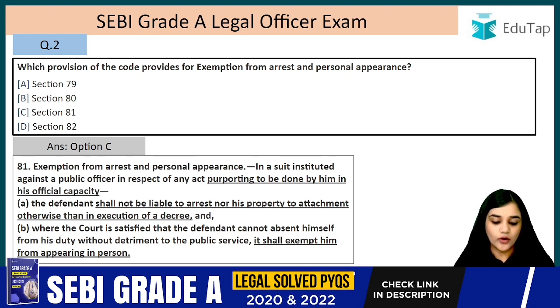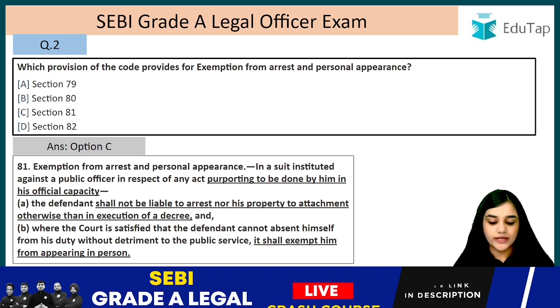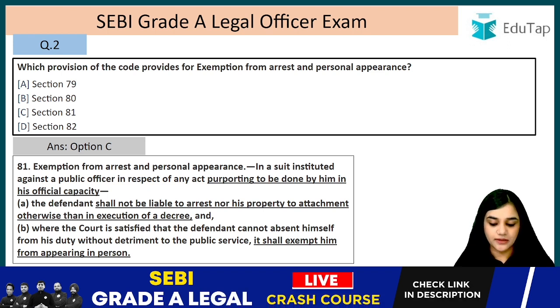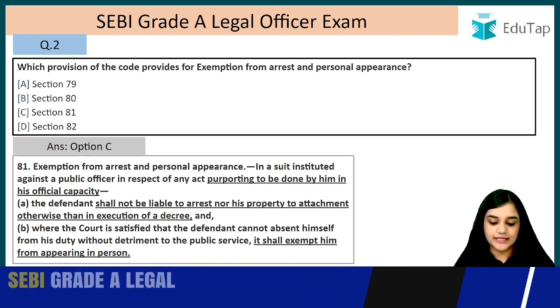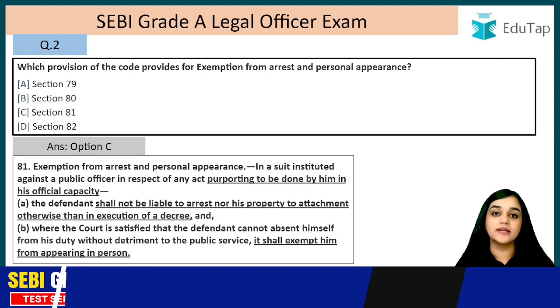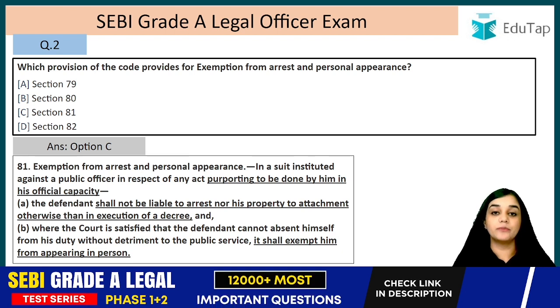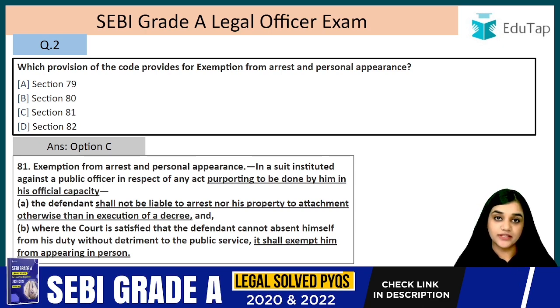So the defendant shall not be liable to arrest nor his property to attachment otherwise than in execution of a decree. And where the court is satisfied that the defendant cannot absent himself from his duty without detriment to the public service, it shall exempt him from appearing in person. So his personal appearance is also exempted if the court is satisfied that it will harm the public service. In that case they can exempt the appearance of that public officer. I hope this section is also clear to you.